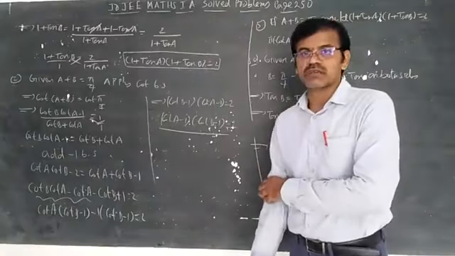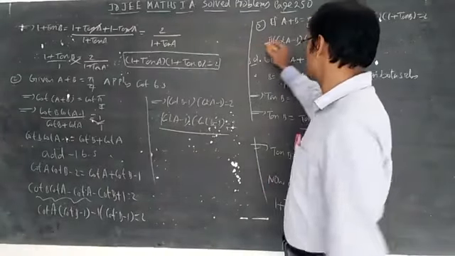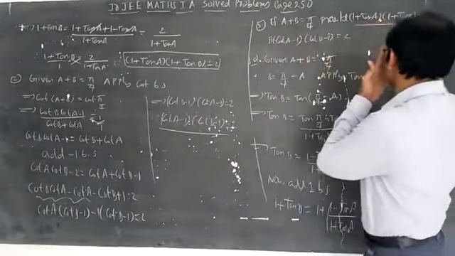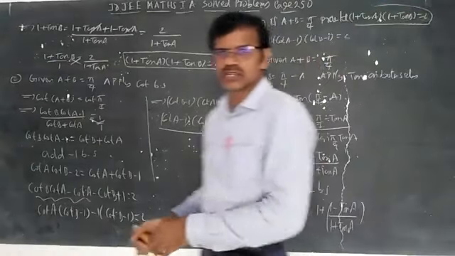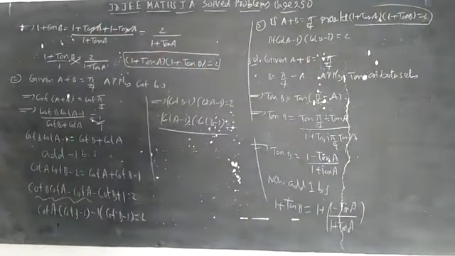This is also important for objective, but this is most important. A plus b is equal to 45, then 1 plus 10a into 1 plus 10b is equal to 2. Now, example 6, page number 252.